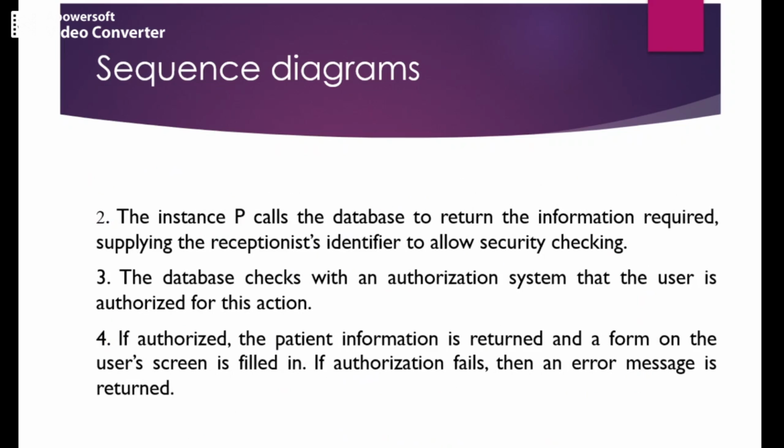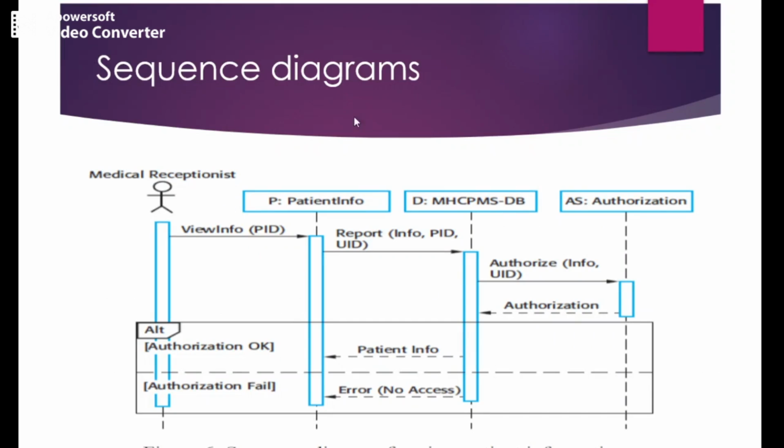Next, third, the database checks with an authorization system that the user is authorized for this action. So it will authorize now. First authorize the medical receptionist. So it will check. Otherwise what happens? The detail can be sent to a hacker also. So it will authorize. So you can see here authorization, authorize info, UID. That is the medical receptionist's unique ID. So now the authorization process is done.